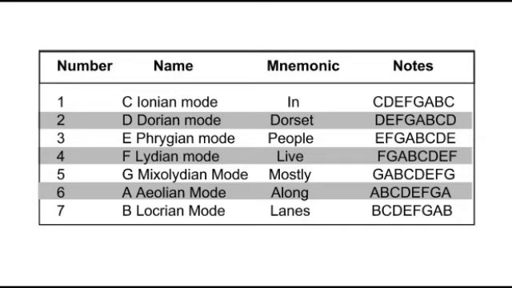The B Locrian scale contains the notes of the C major scale from 7 to 15. The name refers to yet another ancient Greek tribe, the Locrians, who lived in Locris, pretty much next door to Doris, where the Dorians lived. So that is a look at how the modes derive from the major scale.